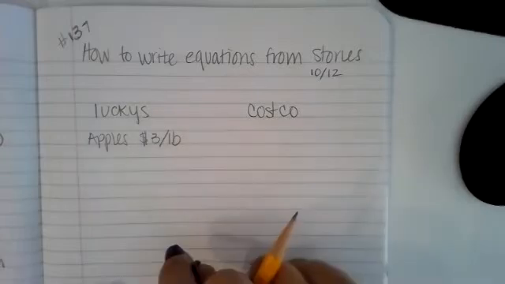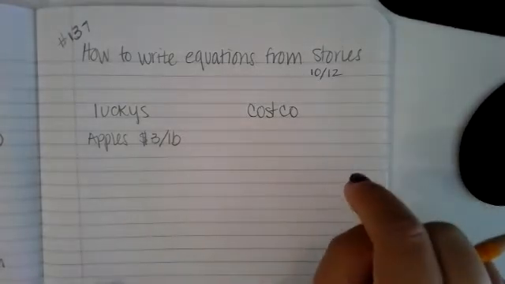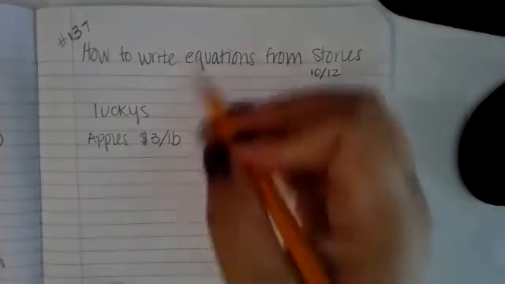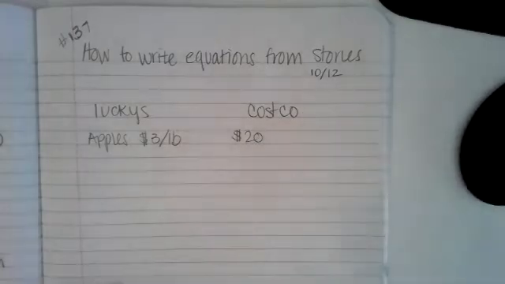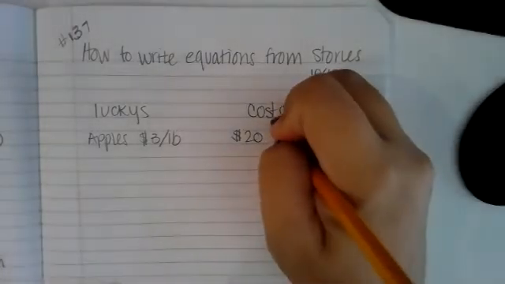Now, Costco is different than Lucky's because in order to shop at Costco, you have to have a membership, meaning you have to be a part of the organization. And in order to get your membership, you have to pay this one-time flat fee. So the flat fee for Costco is $20. It's really more, but we're going to say it's $20. So we have a $20 membership.